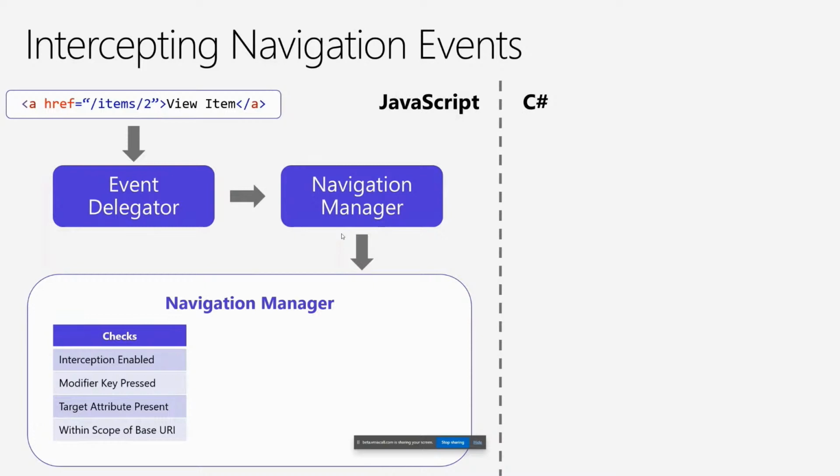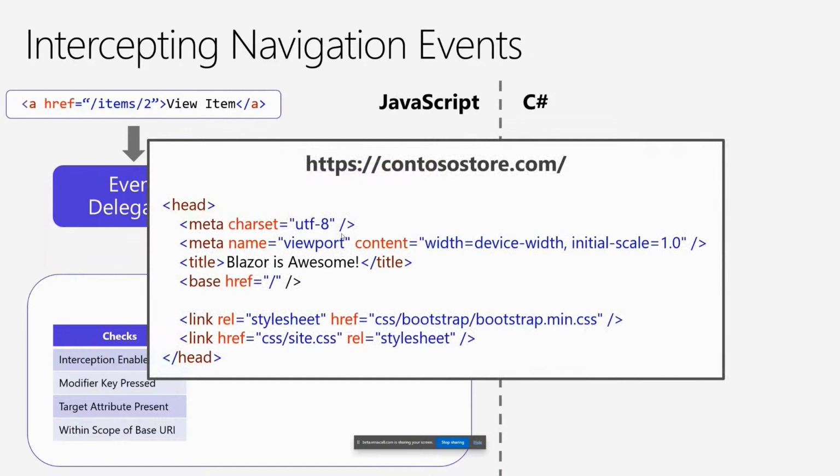And then the final check is to see whether the route that we're actually trying to get to is even within the scope of the base URI for a Blazor application. Okay. So a quick refresh there.